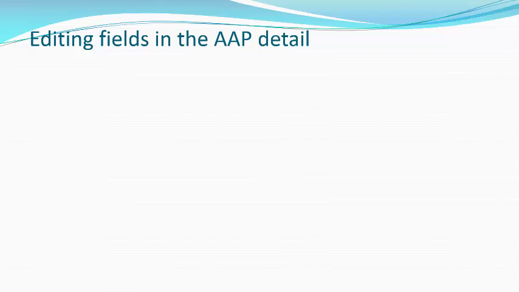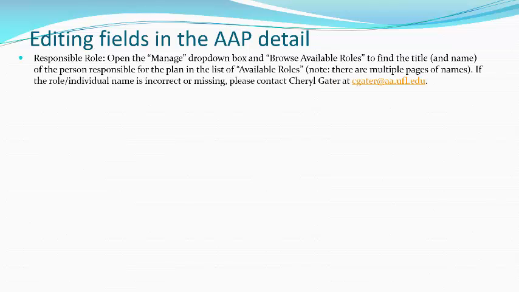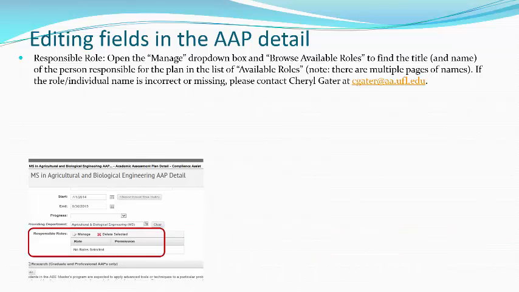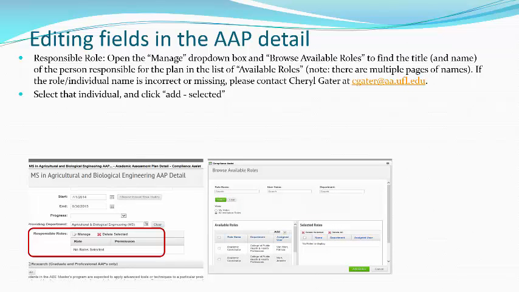All right, and then when you're continuing to edit fields, for the responsible role, open the Manage drop-down box. Okay, and when you open that box, you're going to browse the available roles. All right, and then find the title and the name of the person who is responsible for the plan in that list of available roles. Now, there are lots of names here, multiple pages. So if the individual name or the role is incorrect or missing, you need to contact Cheryl Gator at the email address here. I think most of you probably know her email already or have it in your frequently emailed list.